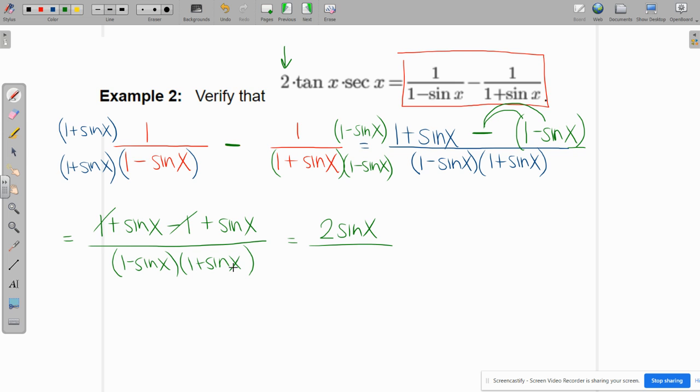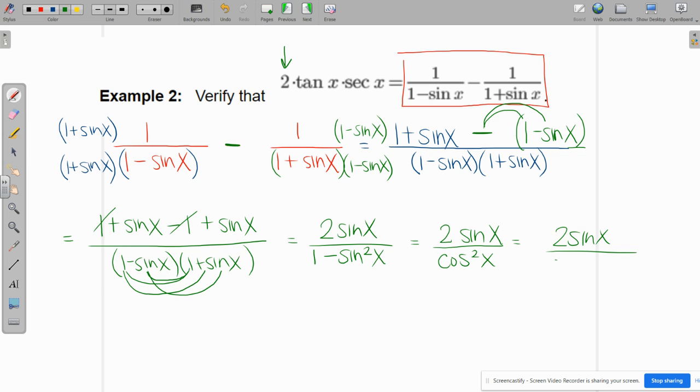1 minus sine of x times 1 plus sine of x, we're going to go ahead and multiply those binomials together. So 1 times 1 is 1. 1 times positive sine of x and 1 times negative sine of x, those two things are going to cancel. And then negative sine of x times sine of x is minus sine squared of x. And what I notice is 1 minus sine squared is actually cosine squared. So we would have 2 sine of x divided by cosine squared of x. And keep in mind, cosine squared is just cosine times cosine. So I could really write this as cosine of x times cosine of x.